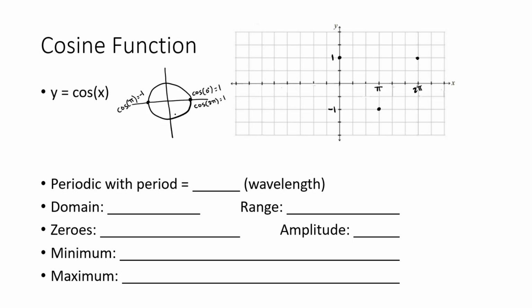Now, on the top and bottom of the circle, we get cosine of 90 degrees, which is pi halves, is going to be equal to 0. So we'll mark that right here. And at the bottom, cosine of 270 degrees, or 3 pi halves, is equal to -1. Excuse me, is equal to 0. Good grief. My brain's not on today. Okay, so then we can connect the dots.